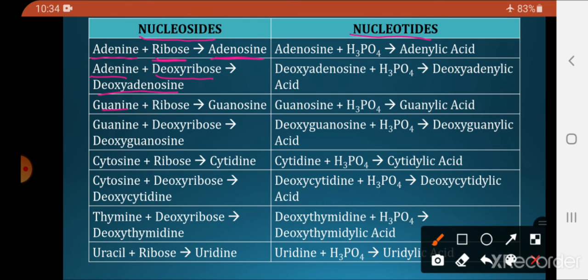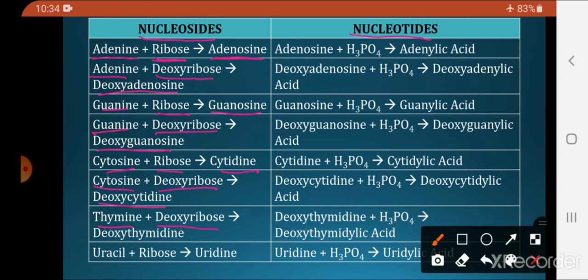Then guanine, which binds with ribose, is called guanosine. Guanine binding with deoxyribose is called deoxyguanosine. Cytosine binding with ribose is called cytidine. Cytosine binding with deoxyribose is called deoxycytidine. Thymine will bind with only deoxyribose.